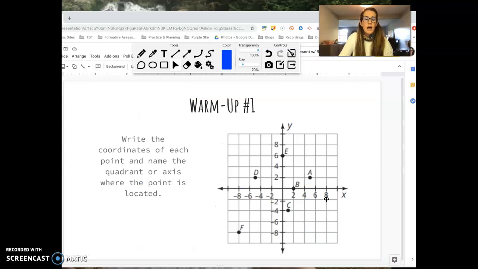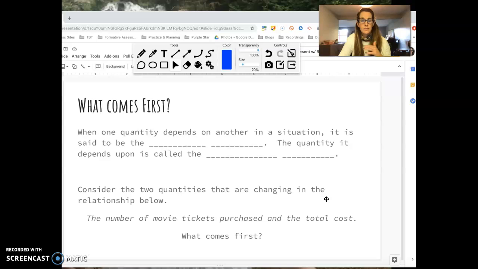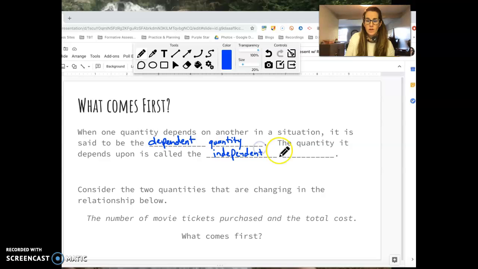I'm going to skip through some of this stuff to get to the meat of our lesson. Since it's a video, I have 15 minutes to get a lot of info to you. So what comes first? This is how we identify our independent and dependent quantities. When one quantity depends on another in a situation, it is said to be the dependent. This is good for you to take down in your notes. The quantity it depends upon is called the independent quantity.